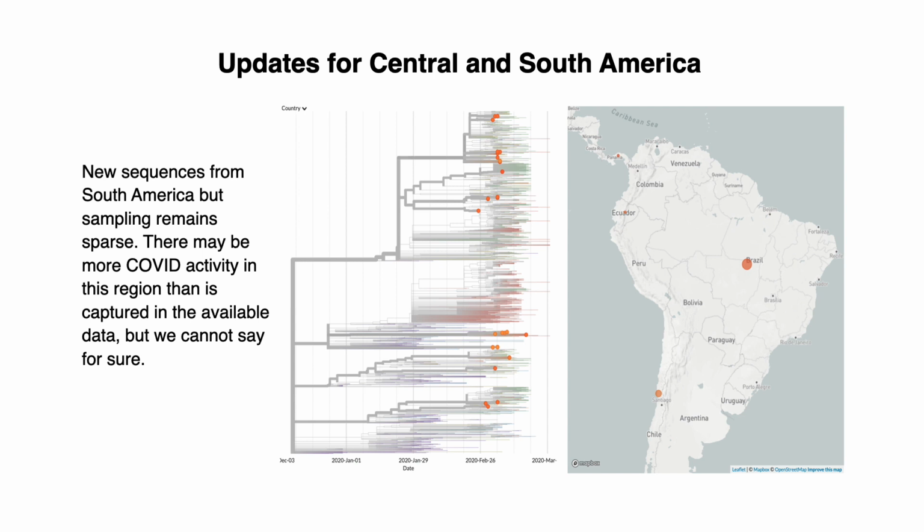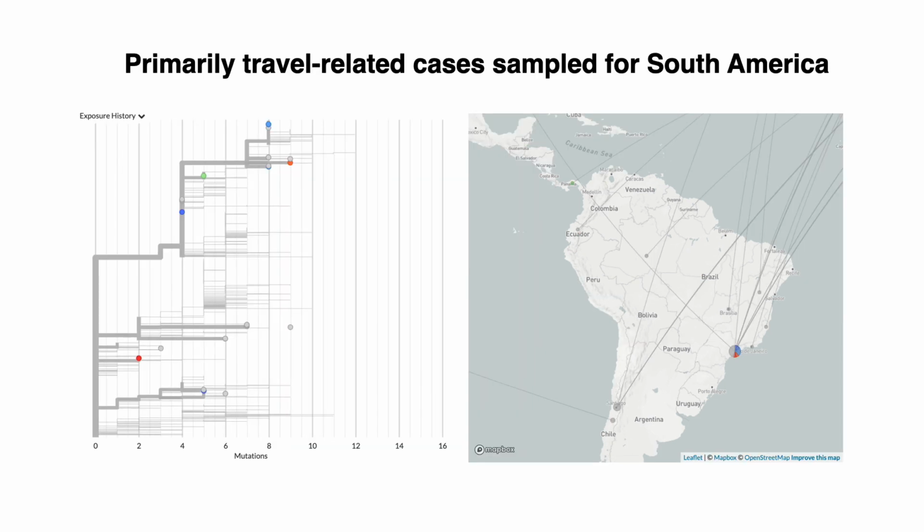Now, we will talk about the updates in Central and South America. We don't have much genetic sequence data from South America yet. Of the available data, most are from travelers. Here, each case is colored by the known exposure history. While potentially interesting patterns are starting to emerge in the non-travel associated cases, we don't yet have enough evidence to draw conclusions. Sequencing efforts are ramping up, and we will report back as the situation becomes clearer.